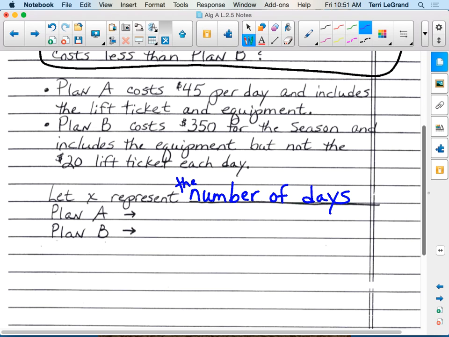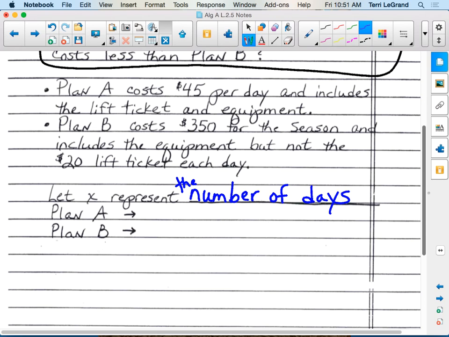With X standing for the number of days, now we're going to write an algebraic expression that would represent how much it would cost you if you went skiing using plan A. So plan A is $45 a day and includes the lift ticket and equipment. So how could you figure out how much it would cost you to use plan A? What expression could we use?